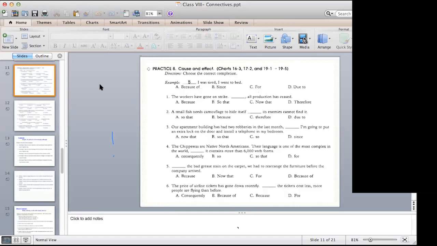Our apartment building has had 2 robberies in the last month. I'm going to put an extra lock on the door and install a telephone in my bedroom. So what should we use here? Is it so, since, now that, or so that?